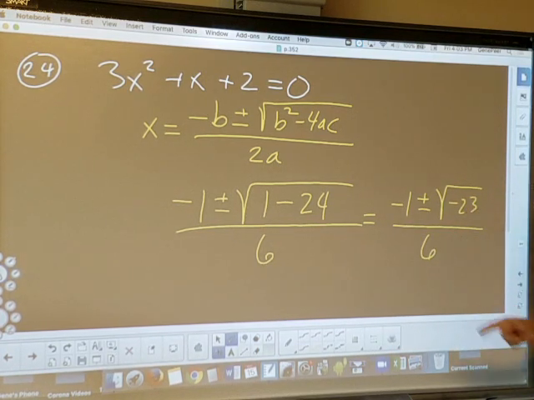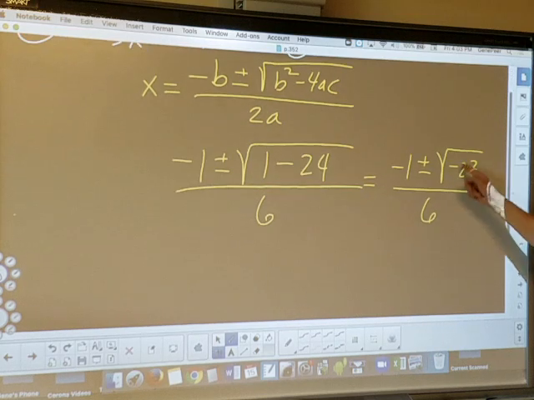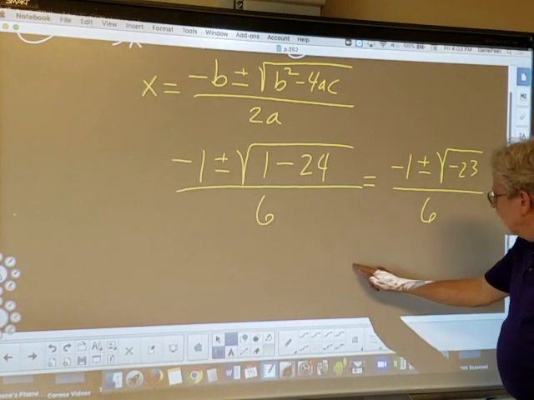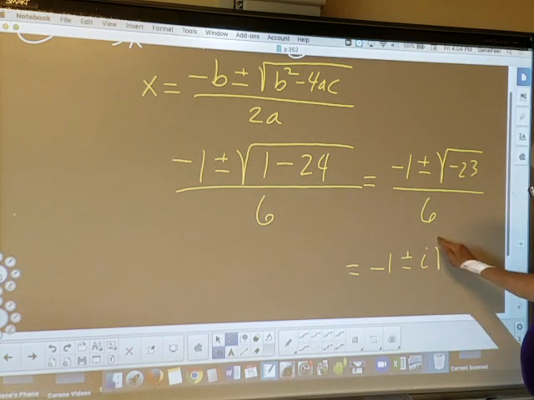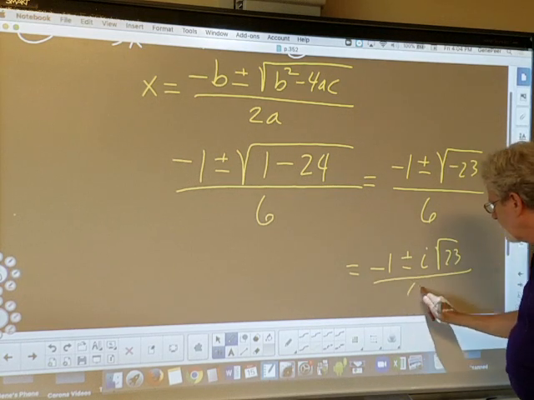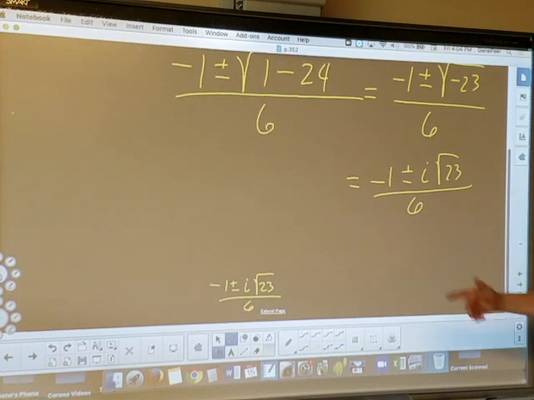Simplify. Negative 1 plus or minus square root of negative 23 over 6. But you know, who cares, because all we have to do is pull out the i and we're done. Negative 1 plus or minus, pa-ching, i square root of 23 over 6. It's over. Did I say 20? Yeah, 23 over 6. We're done. That's that.